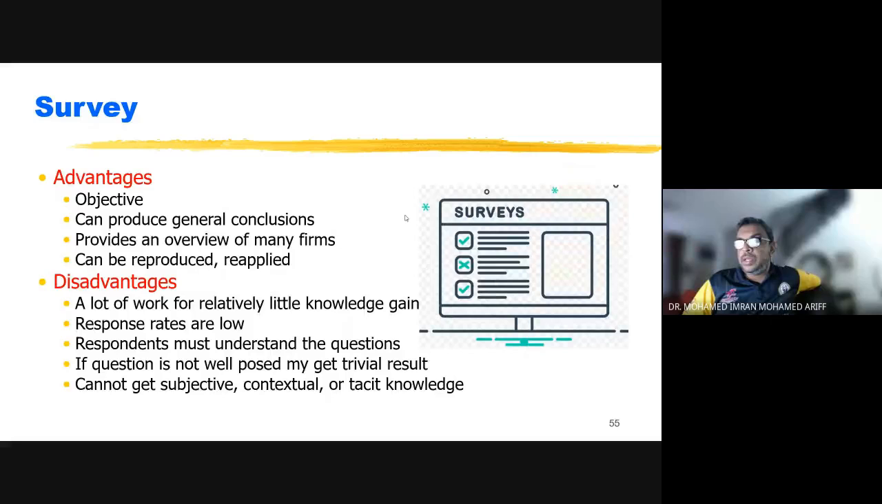Contiguous, okay, ini senang lah. You can get general conclusion, tetapi a lot of work for relatively little knowledge gain lah. So kadang-kadang you bagi survey ni kat 1,000 orang pun, answers that you get sometimes susah lah. Ada orang jawab cepat, ada orang jawab lambat, ada orang jawab yes, no semua. Ada orang main terabur je, tak baca pun soalan. Response rate is very low, so you have to find out. Response rate pun penting juga, you know, all those things lah.